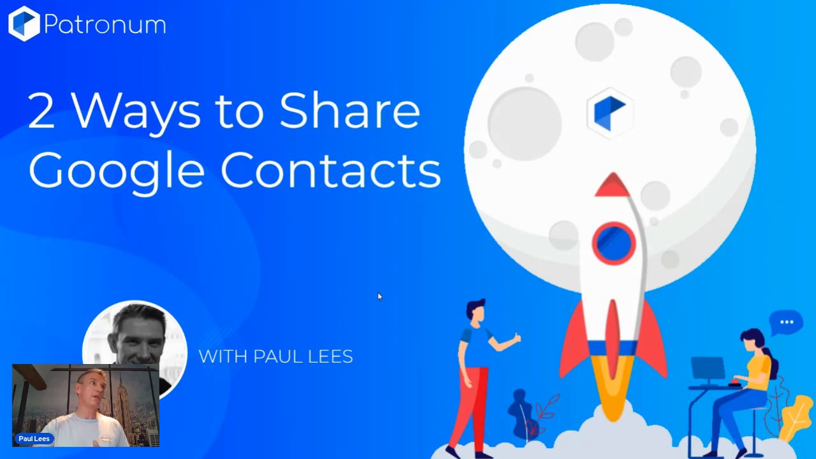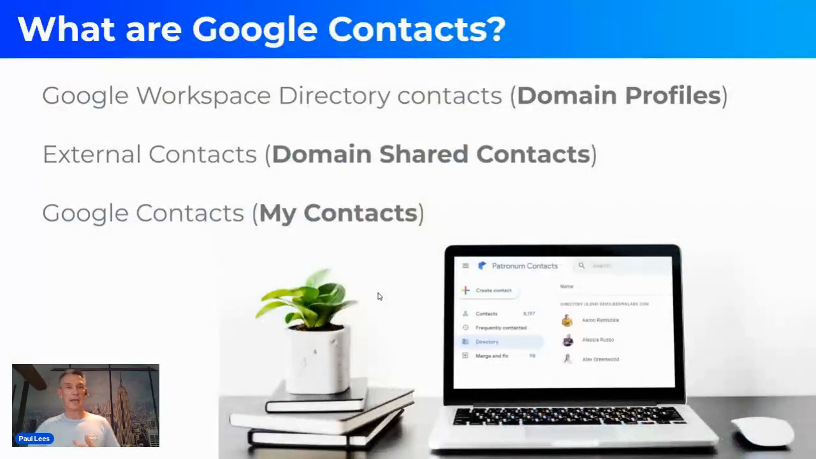Now, one of the things that we really need to discuss is, what do we mean by Google Contacts? Within Google, there are at least three areas that I'm going to talk about today where you can have contacts within your Google environment. And those are the Google Workspace directory, those contacts in the directory. Google calls them domain contacts. A contact is something that is available from a type ahead perspective when you're in Gmail.